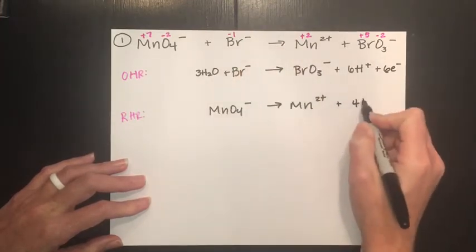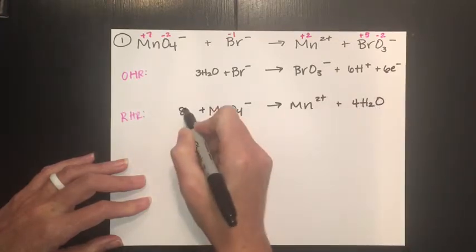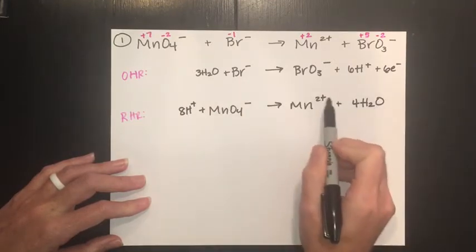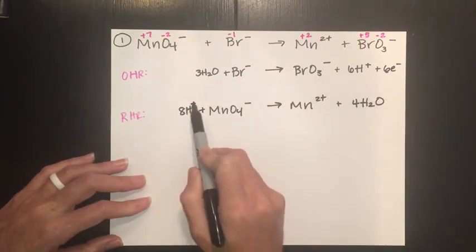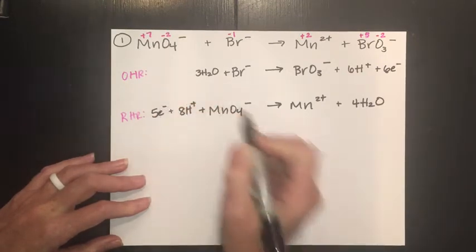Okay, down here we have 4 oxygens. So we need to add 4 waters over here. And that gives us 8 hydrogens. So we add 8 hydrogen ions on that side. Total charge on this side is +2. And the total charge over here is +8 minus 1, which is a +7. So we add 5 electrons here.